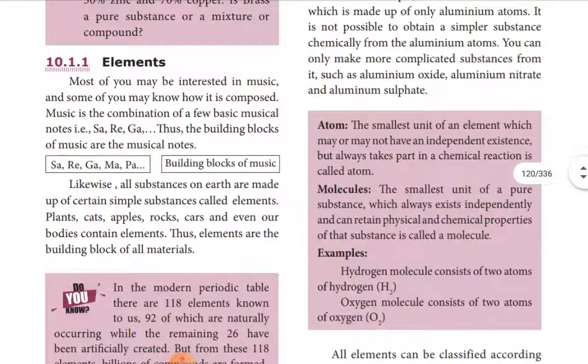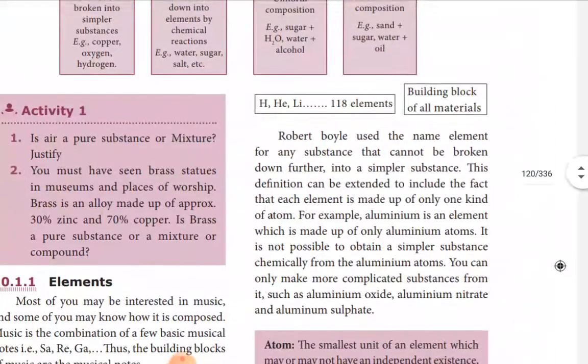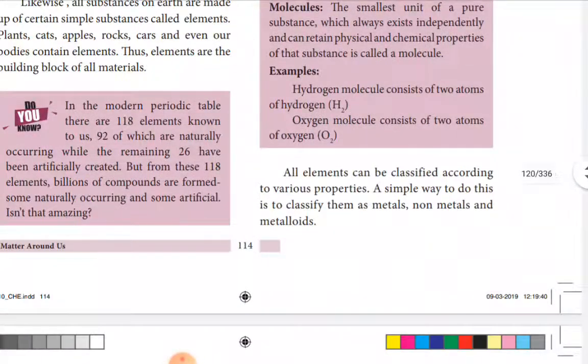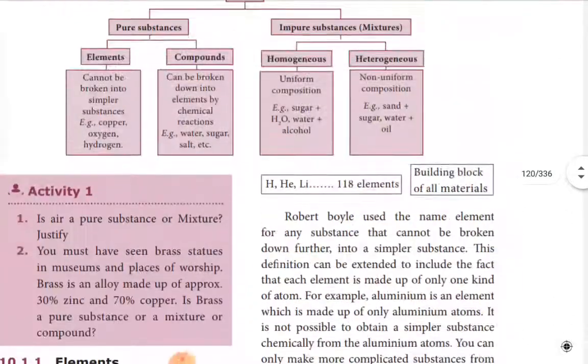Now, what is called an element? There are 118 elements in the modern periodic table. Out of 118 elements, 92 elements occur naturally and 26 elements are artificially prepared. From these 118 elements, we are getting millions and millions of compounds, and also artificially we are preparing many compounds in the laboratory.